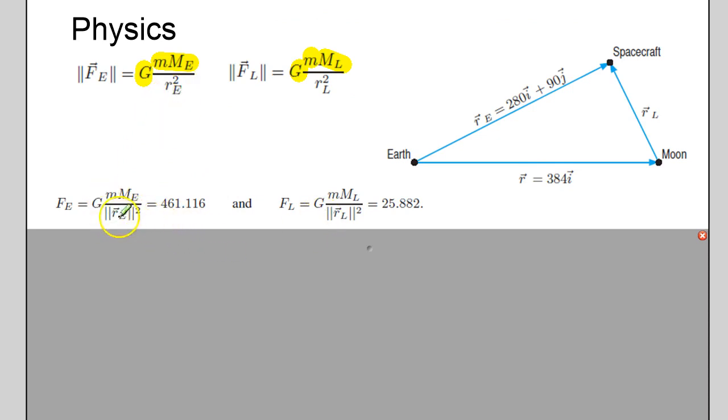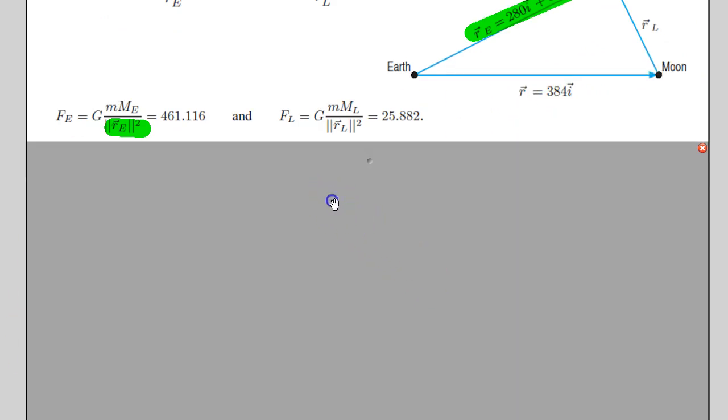To figure this out, we find the magnitude of R sub E. We can find that by taking this component squared plus this component squared and taking the square root, but then we would square it back all over again, and vice versa. In this case, for R sub L, I think this is R, and then we have our answer. Just want to show you examples.